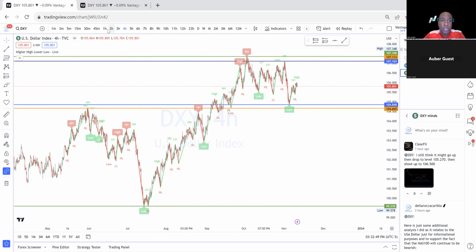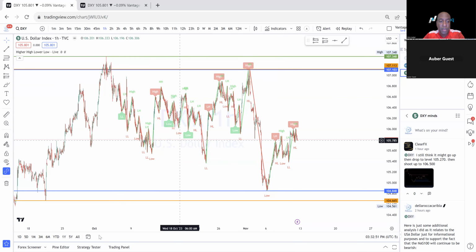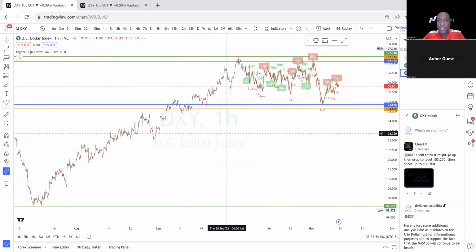Okay, let's go closer to home. You're now on your 1-hour time frame. What you'll see on your 1-hour time frame is that there's a bit of consolidation between this zone right here.